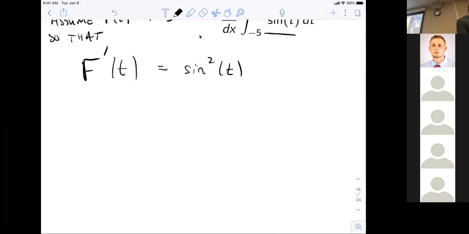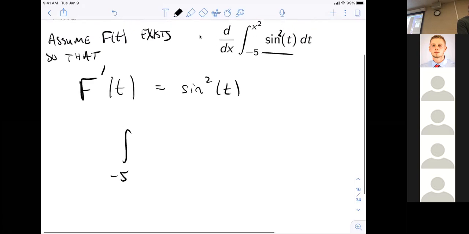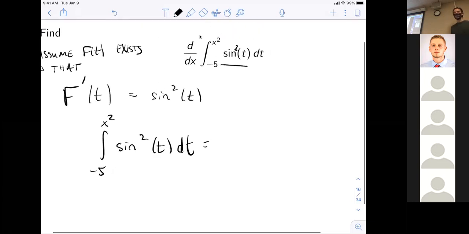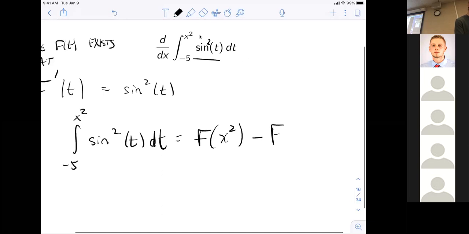Well then, before we take the actual derivative, how would we write out this integral in terms of big F? So again, we're assuming big F is an antiderivative of sine squared t. So then what is the integral from -5 to x squared of sine squared t? Would it be big F of x squared minus big F of -5? Perfect. That's exactly right.